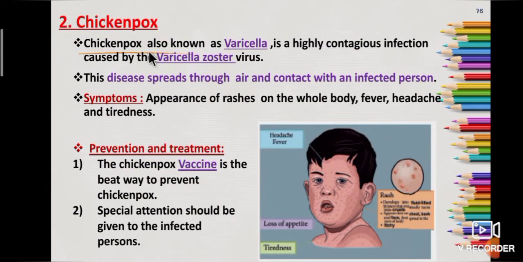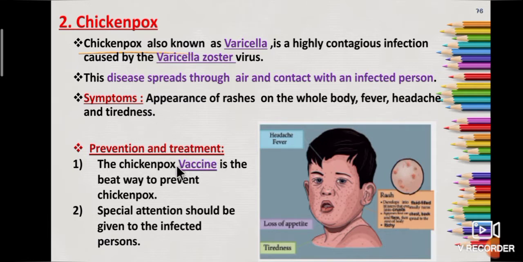Second disease, chickenpox. Chickenpox, also known as varicella, is a highly contagious infection caused by the varicella zoster virus. This disease spreads through air and contact with an infected person. Symptoms of chickenpox are appearance of rashes on the whole body, fever, headache and tiredness.